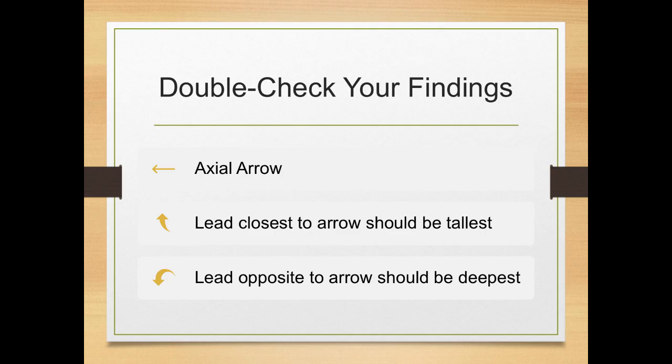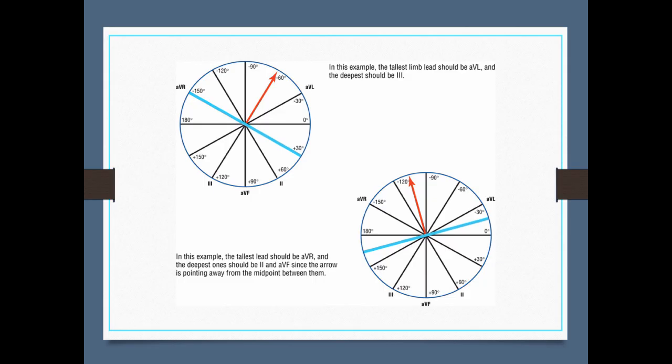So the lead closest to the arrow should be the tallest of those limb leads. The lead opposite the arrow should be the deepest of those limb leads. For example, just taking a static example, we've got our hexaxial diagram up here. We picked AVR as our isoelectric lead. We're in the left axis quadrant area. We ended up at negative 60. Well, what is the closest lead to this arrow? It's AVL. So AVL should be the tallest, the most positive of all the limb leads.